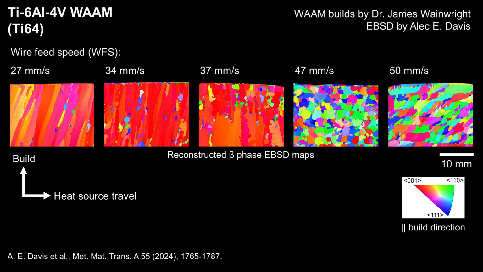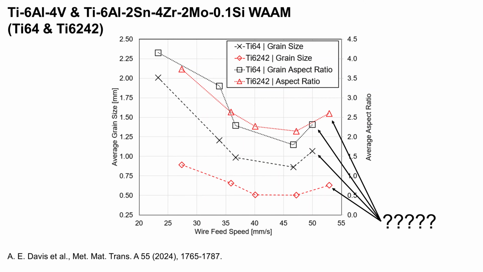When the wire feed speed hits 47 millimeters per second, there is an abrupt change to an equiaxed structure. With a further increase to 50 millimeters per second, however, there is an odd transition that elongates the grains in a heat source travel direction. This grain aspect ratio change is accompanied by an increase in size. Both effects are also seen in the Ti-6242 samples.